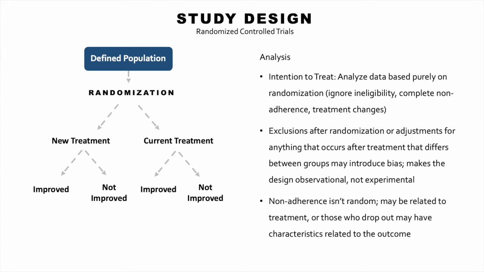It may be related to the treatment, for example, if the treatment has really unpleasant side effects, or the people who drop out of the study may have characteristics that are related to the outcome. For example, if people drop out because they're low income and they live in a rural area and they don't have access to transportation, but the other people do, they may have other characteristics in common that are related to the outcome of interest. So it's always important to review the information on people who drop out of a study to try to understand why they're dropping out of the study, what might be happening there, and is that going to impact your findings?